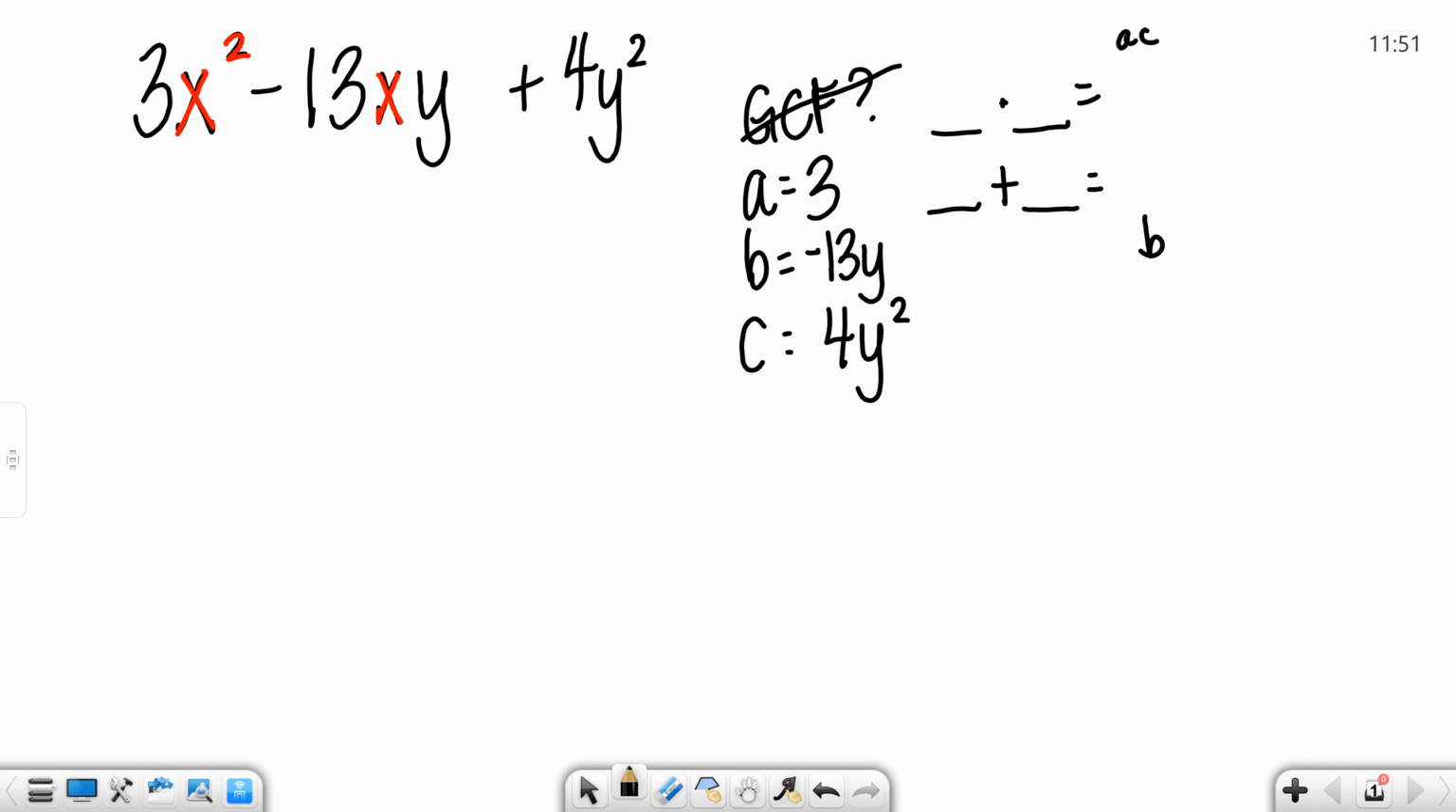So when I multiply A times C, I get 12y squared. And my B value is negative 13y. So when I'm looking for 2 numbers to multiply to give me positive 12y squared, I would use negative 12y times negative 1y. Because those same 2 things, when I add them, I get negative 13y.